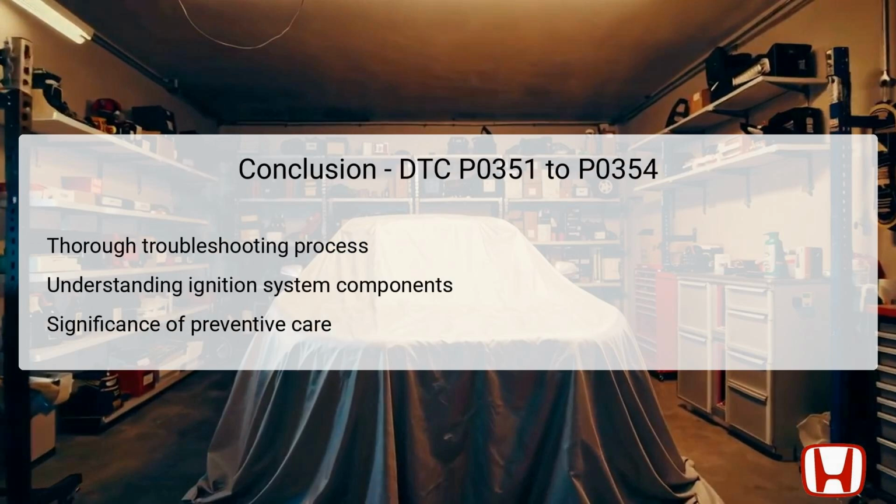In conclusion, effectively troubleshooting DTCs P0351, P0352, P0353, and P0354 requires a systematic approach that covers all aspects of the ignition coil circuit. Understanding each component's role, including the ignition coils themselves, the relays, and the ECM, is essential for accurate diagnosis and resolution. Identifying potential causes such as faulty ignition coils, shorted wires, and relay malfunctions allows technicians to zero in on the root of the problem.